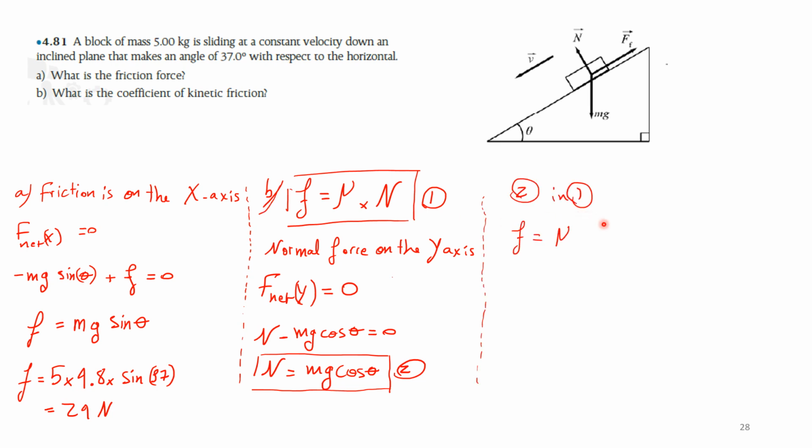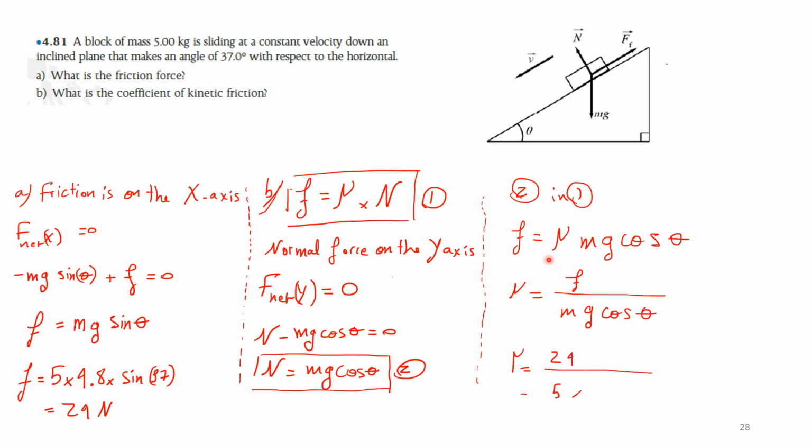So to do that, let's replace equation 2 in equation 1. Just replacement. First of all, F equals mu N. So instead of N, we replace it by mg cosine the angle. So it's mu mg cosine the angle. I'm interested in mu, so mu is F over mg cosine the angle. So it's F, which is 29, already calculated in part A, over mg cosine the angle. In this way, we calculated the coefficient of friction, which is 0.75.